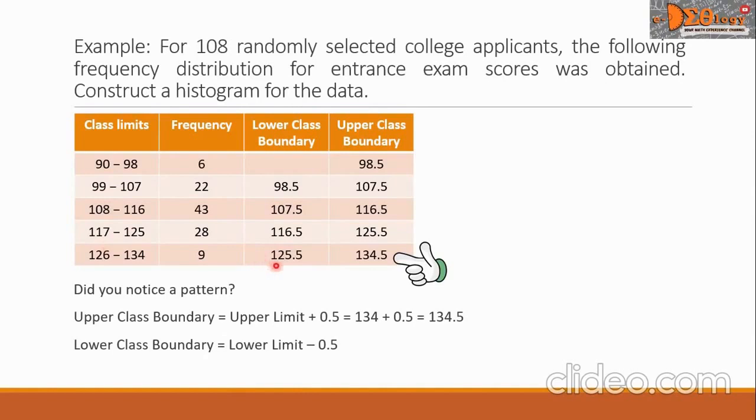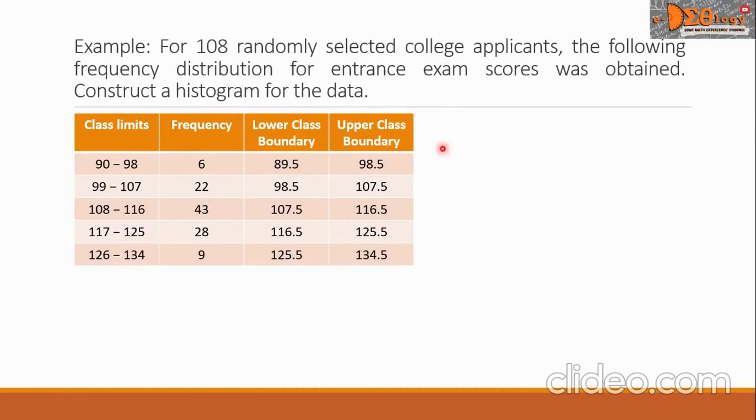And the last, the 125.5, may come from 126 minus 0.5. On the same note, we can compute for this blank, for the value lower class boundary of the first class. We can get the lower limit 90 and then minus 0.5, and we will get this 89.5. We may copy now this value for our lower class boundary of the first class interval. Our table now is complete.